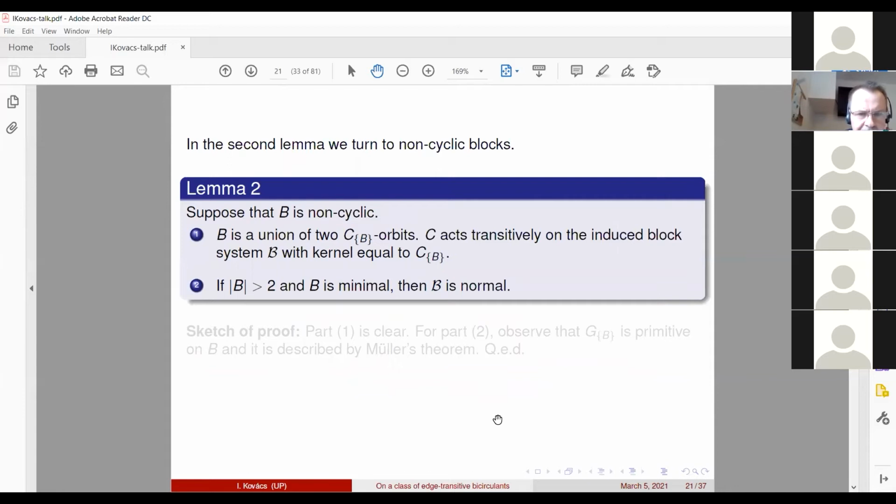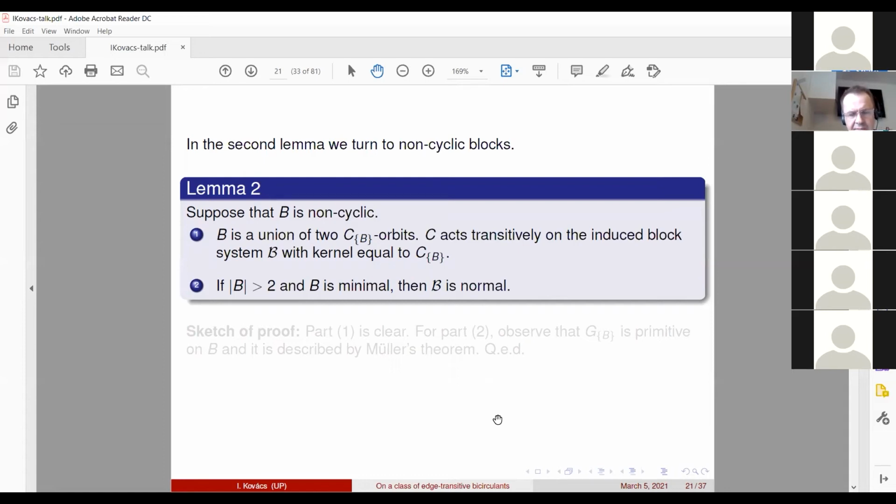Okay, the second lemma is even shorter. We now turn to non-cyclic blocks. Suppose that you have B as a non-cyclic block. Then, first of all, the block intersects both orbits of C, and it turns out the block is a union of two orbits of the stepwise stabilizer, and C acts transitively on this induced block system, and the kernel is equal to the stepwise stabilizer.